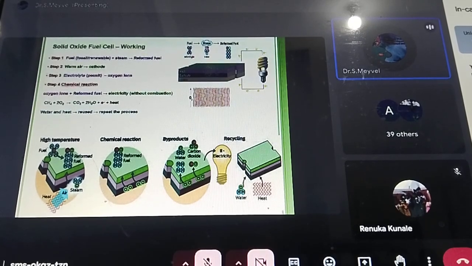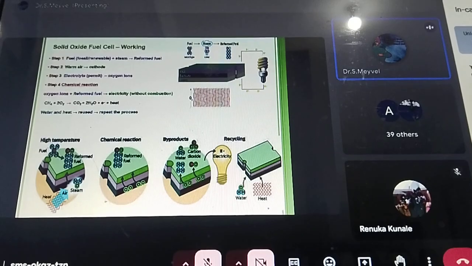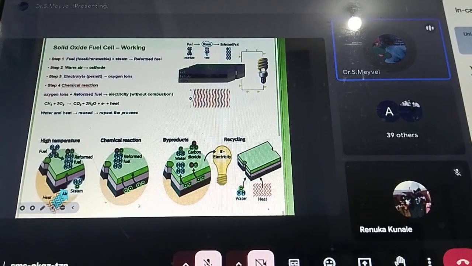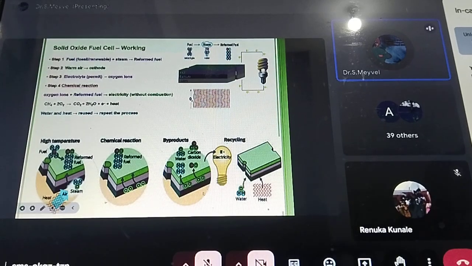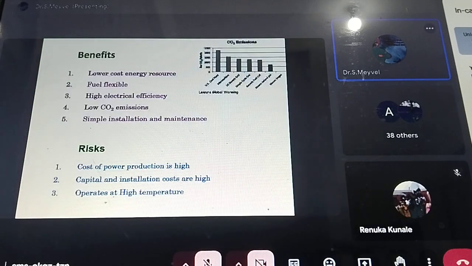Next one is the chemical reaction. The reformed fuel enters the anode side, attracting the oxygen ions from the cathode side. Next is the byproducts. The oxygen ions combine with the reformed fuel to create water, a small amount of carbon dioxide and electricity. And the final is the recycling. The water is recycled to produce the steam needed to make the reformed fuel. The heat is also recycled as required by the fuel cell.